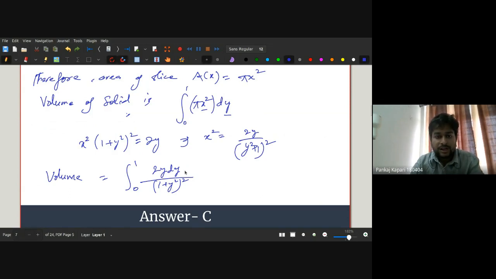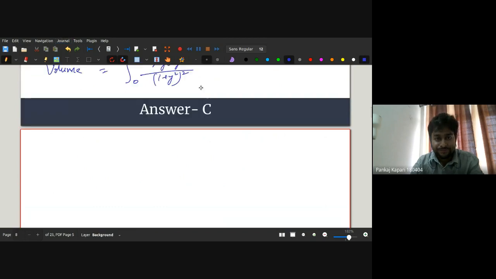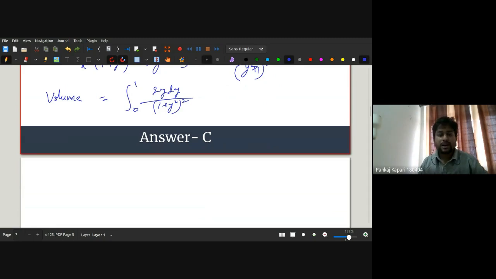Now how to find this integral? Okay, so how do we find this integral? We will use the method of substitution, right? Because we can see that this 1 plus y square in the denominator, if you differentiate it, you will get 2y, which is in the numerator.